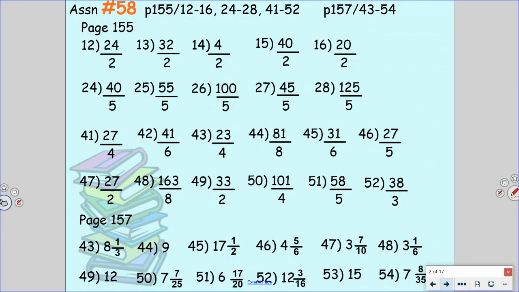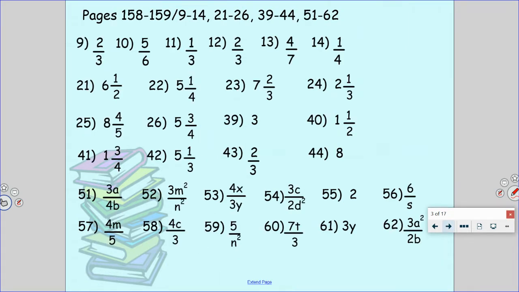Before I carry on though, go ahead and pause, take a look at your answers, whatever the assignment number is. This is for page 155, 157. Pause, come back when you're ready for the next page. And onward to page 159. Pause, come on back when you're ready.